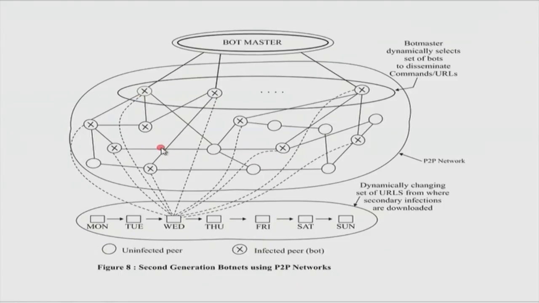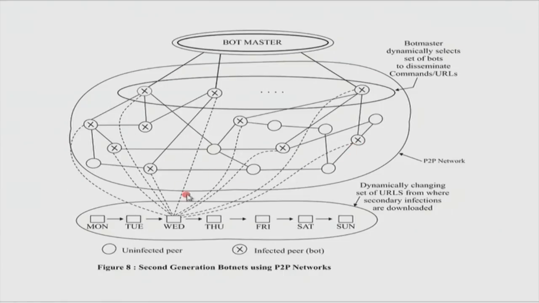What sort of commands? Do this at so and so time. Or look at this code which is on this particular website. Go to this website and download the code and execute this code. So these are the kinds of things that have to be disseminated to all these bots that you can see with the cross lines. And this is the entire P2P network.